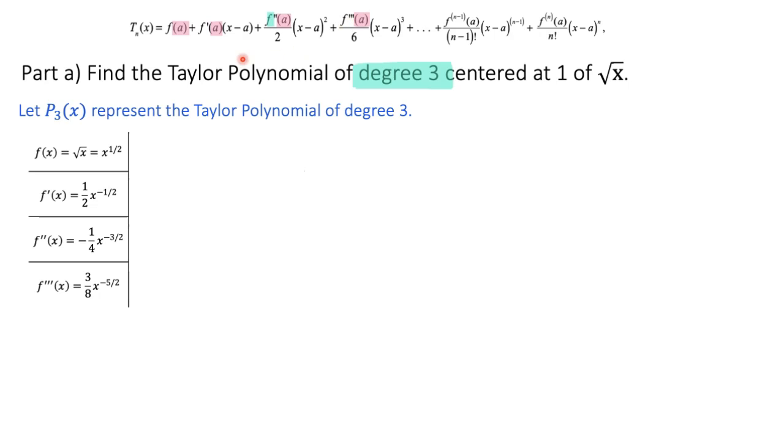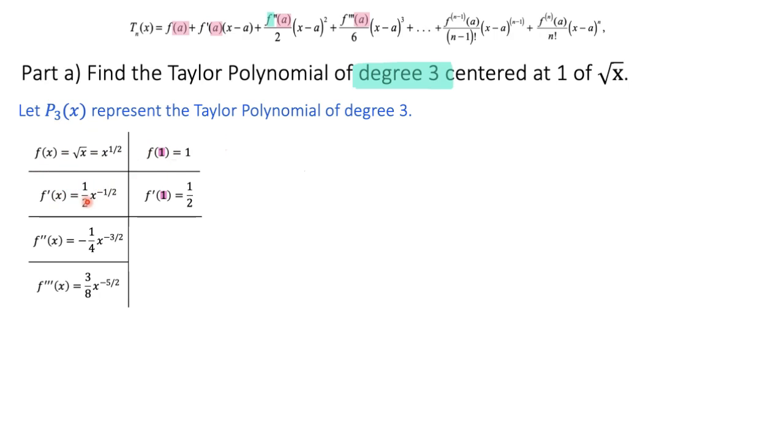The next thing that we need to do for this Taylor polynomial is evaluate each of these derivatives and the function value at whatever your a value is. So a is what we're centered at. We're centering it at 1. So we're going to substitute 1 into f of x. The square root of 1 is 1.